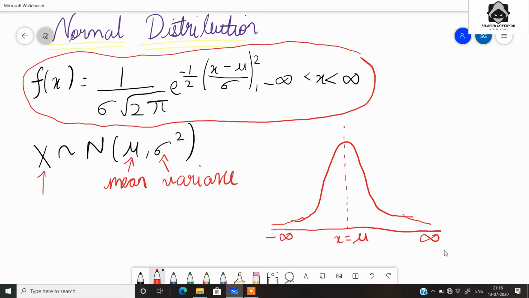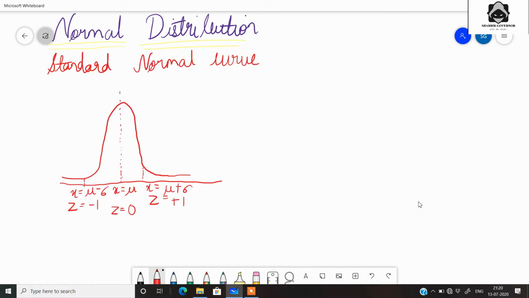Other properties of a normal distribution are that the skewness of a normal distribution, given by beta 1, is equal to 0, since it is equidistant on both the sides. And the kurtosis of the normal distribution, given as beta 2, is equal to 3.